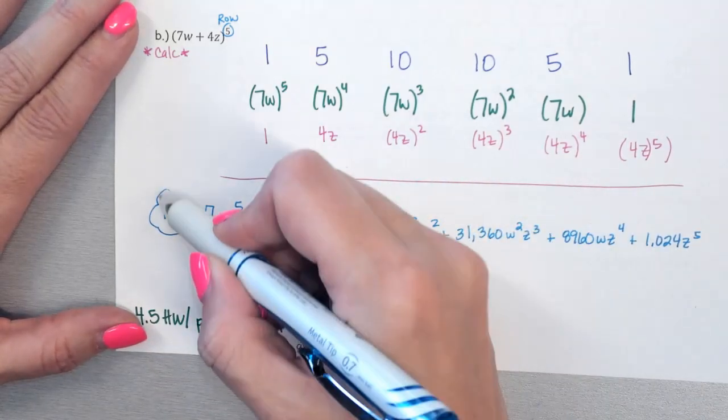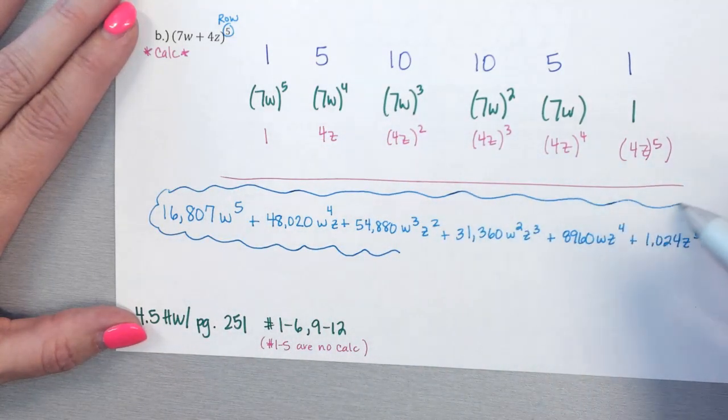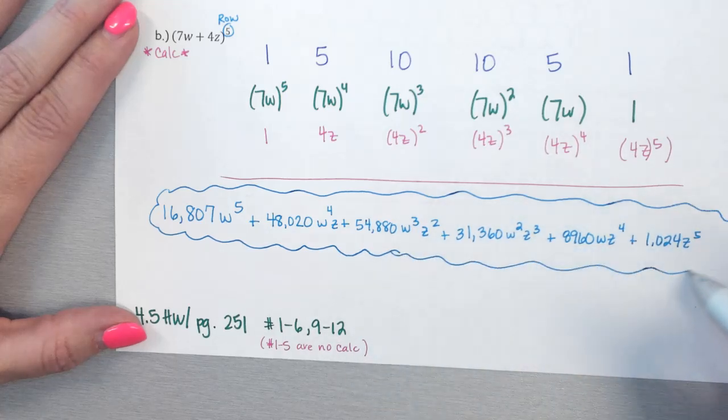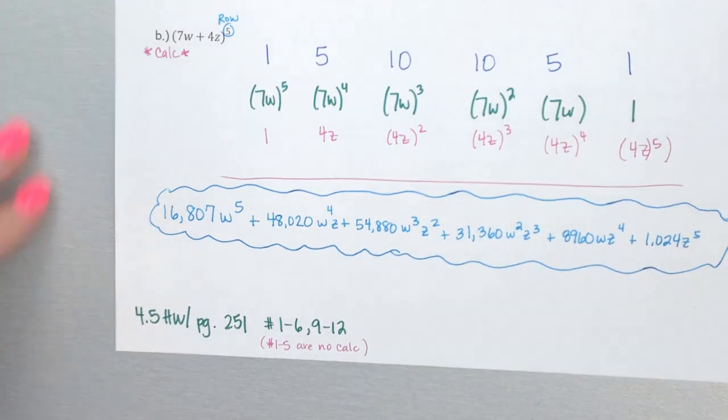When you are doing your homework, it's 1 through 6 and 9 through 12. For 1 through 5, those are the no calculator problems. So I should see the calculations on your paper.